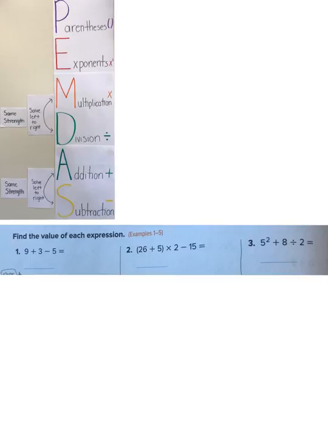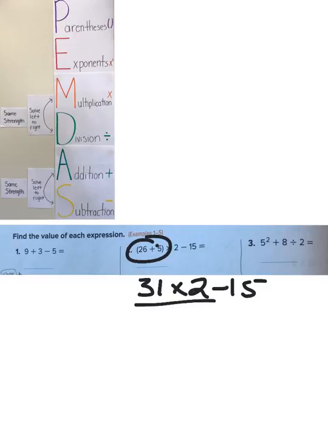Next problem, there is parentheses, 26 plus 5 times 2 minus 15. So we have to do everything in parentheses, and then we would just take 26 plus 5, which is 31. I rewrite it, times 2 minus 15. Next step, no exponents. Multiplication and division from left to right, yes, this is there. You'll have to take 31 times 2 first, which is 62, I'll rewrite, minus 15. And 62 minus 15 is 47.